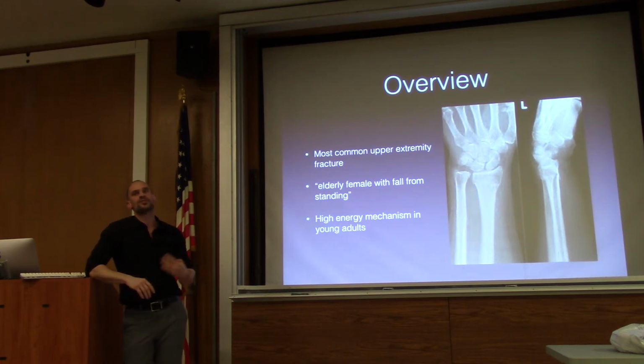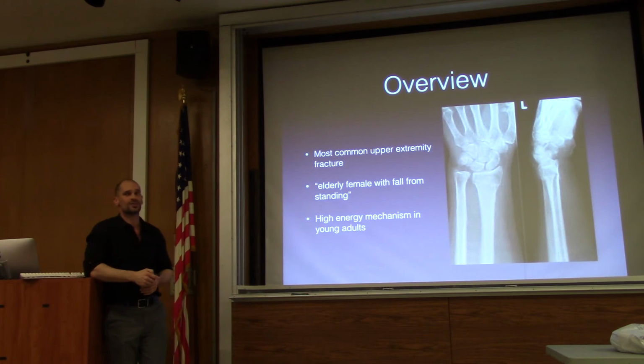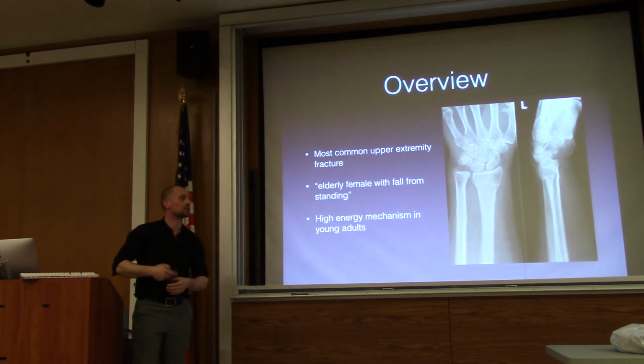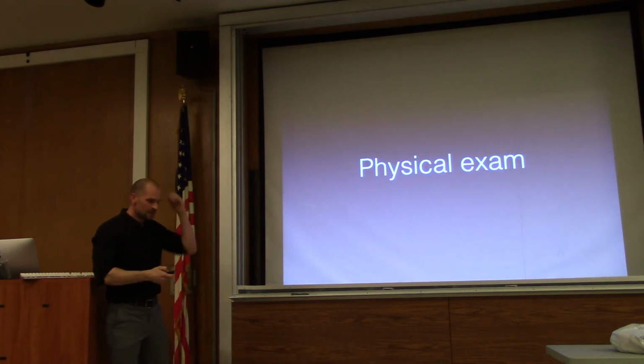Usually you're going to see 2 different kinds of mechanisms. It's either going to be young kids in some kind of high-speed mechanism, or it's going to be a low-impact mechanism, usually on an elderly person. Classically, it's going to be a female, all right? Just because of bone density and osteoporosis, and that actually comes into play later on.